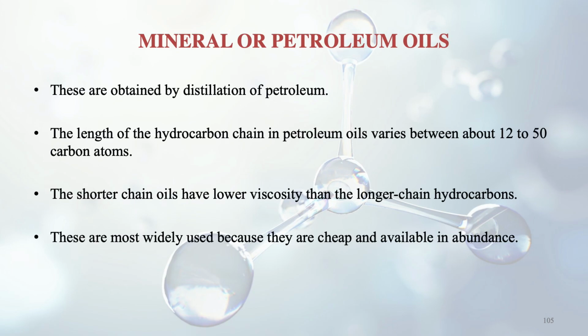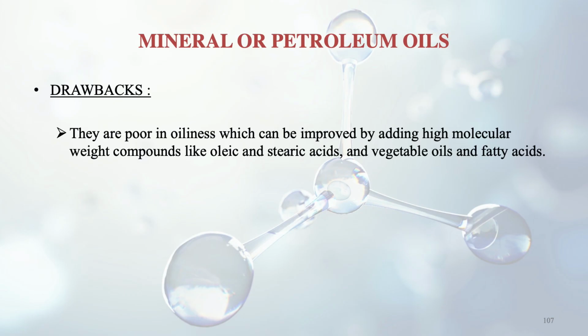And these are most widely used because they are cheap and available in abundance. Like in case of animal and vegetable oils, they were said to be costly. But these also have drawbacks, like they are poor in oiliness. They are not as good as the vegetable or the animal oil. But this oiliness, it is said, can be improved by adding high molecular weight compounds like oleic and stearic acid, as well as the vegetable oil and fatty acid that we discussed earlier.